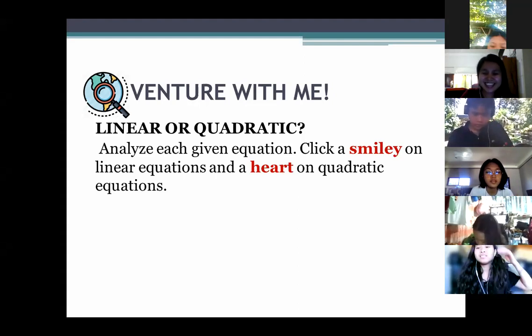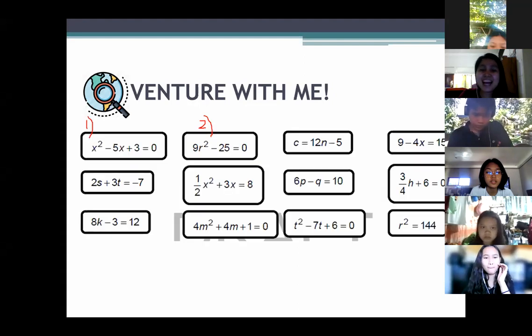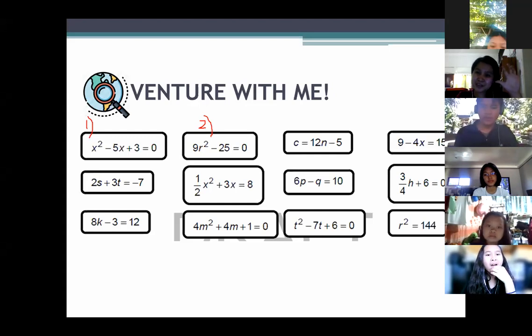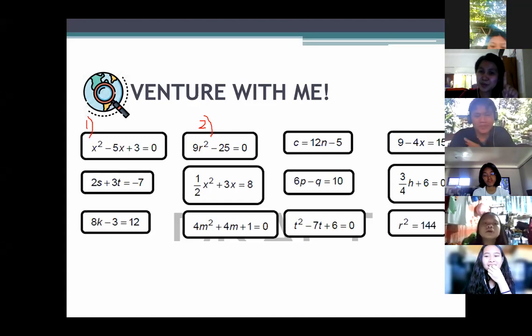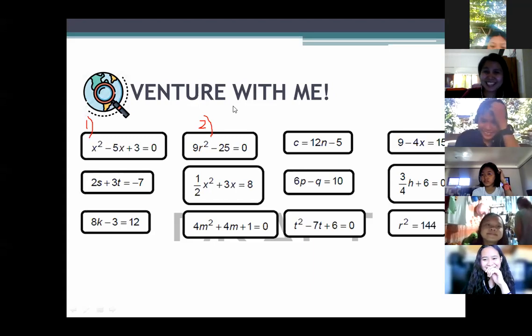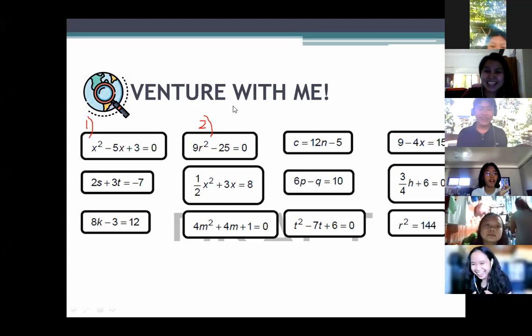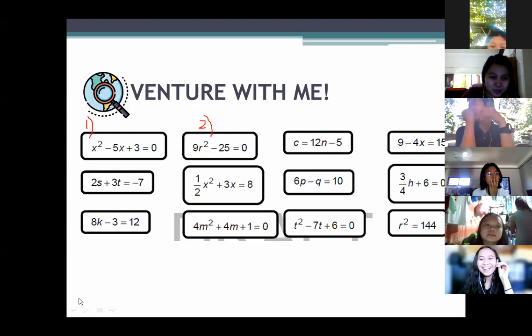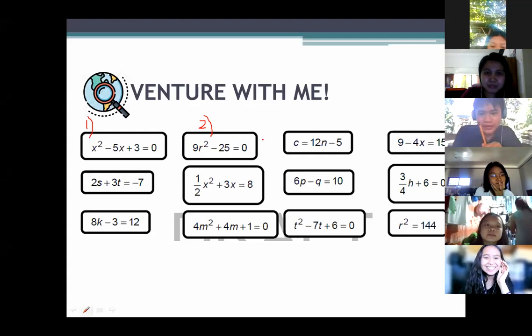Ready? Let's go to number 2. 9r squared minus 25 equals 0. Go. 5, 4, 3, 2, 1. The correct answer is a heart, a quadratic equation. Next, let's go to number 3.